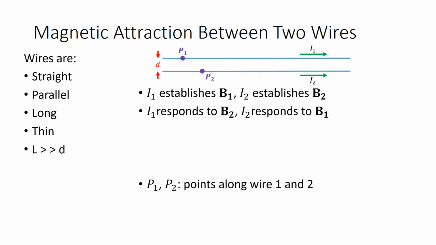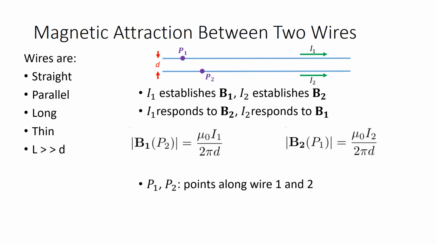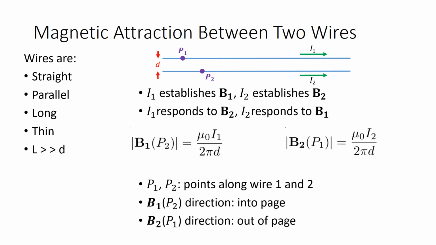We choose P1 and P2 to be field points on wires 1 and 2. Those are just chosen arbitrarily. The point is that they don't have to be immediately one above the other. They're just two field points. The magnitudes of B1 at P2 and B2 at P1 are described using the equation we've already used. The direction of B1 at P2 is into the page, and the direction of B2 at P1 is out of the page.